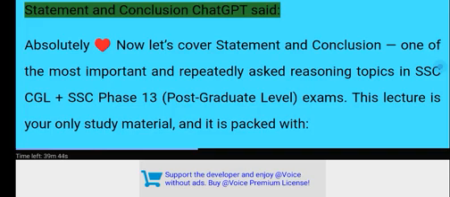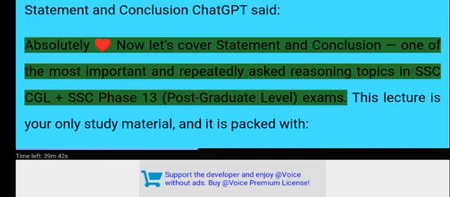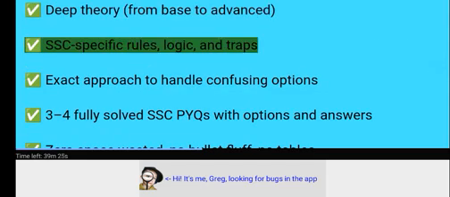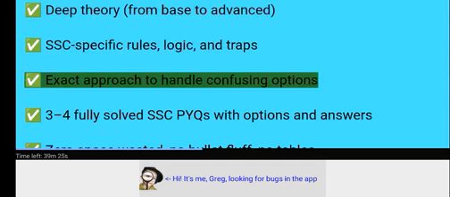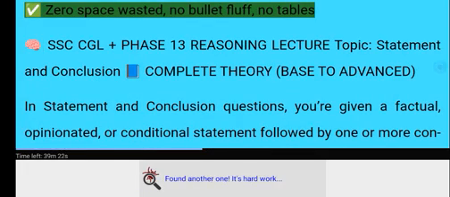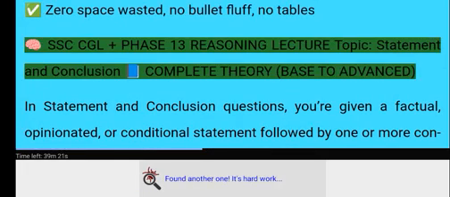You said, statement and conclusion. ChatGPT said, absolutely. Now let's cover statement and conclusion, one of the most important and repeatedly asked reasoning topics in SSC CGL and SSC Phase 13 postgraduate level exams. This lecture is your only study material, packed with deep theory from base to advanced, SSC specific rules, logic, and traps, an exact approach to handle confusing options, and 3 to 4 fully solved SSC PYQs with options and answers. No space wasted, no bullet fluff, no tables. SSC CGL and Phase 13 reasoning lecture topic: statement and conclusion, complete theory base to advanced.